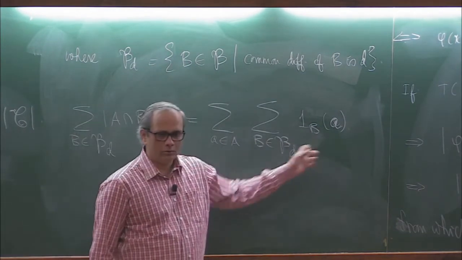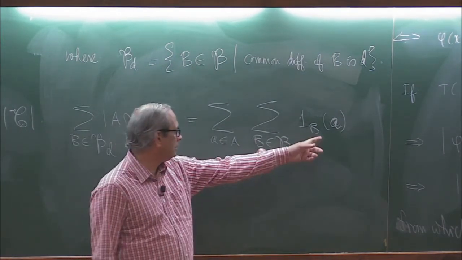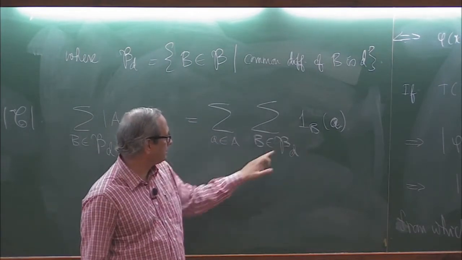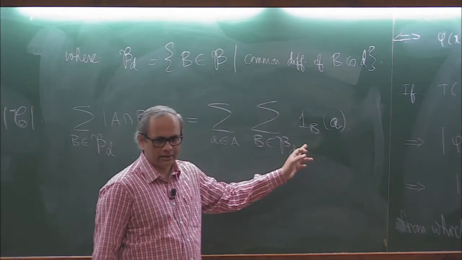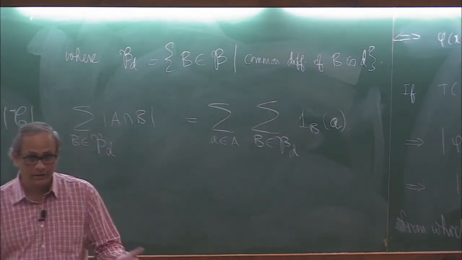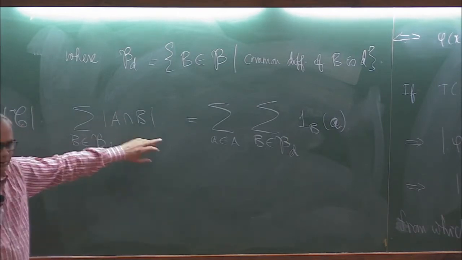Okay, so for each a in A, it will tell you if this is the characteristic function of B. Unless a is also in B, you won't get a 1, and you will get a 1 in that condition, and therefore it will exactly count for you A intersection B.